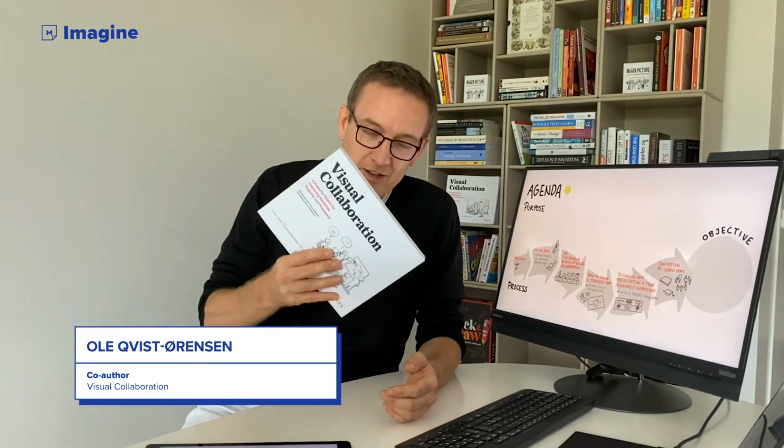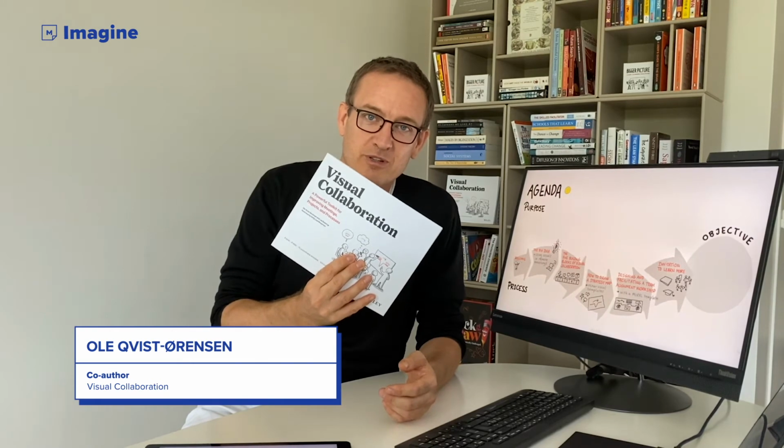My name is Qvist-Sørensen. I'm founder of a Copenhagen-based learning and strategy agency called Bigger Picture. And I'm also co-author of this book, Visual Collaboration, a powerful toolkit for improving meetings, projects, and processes.